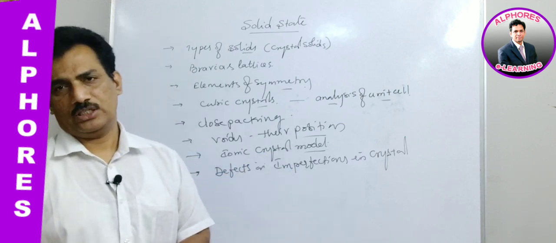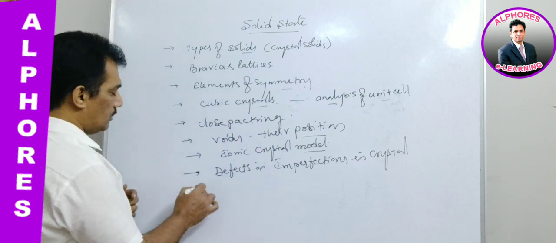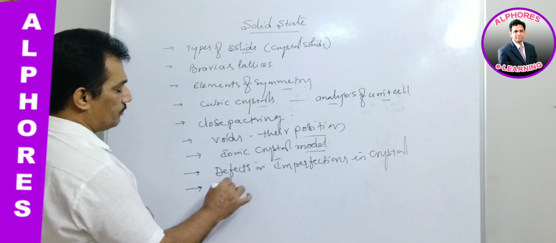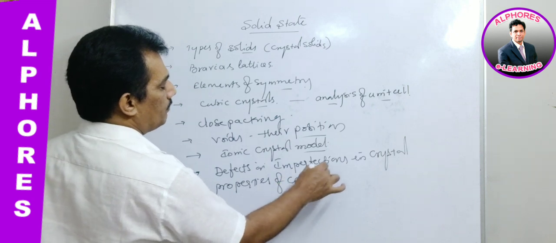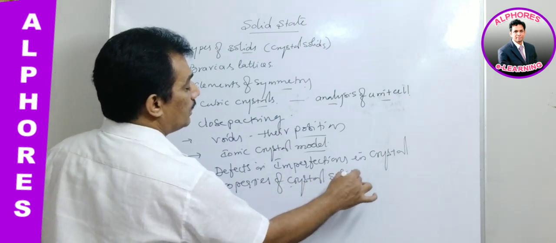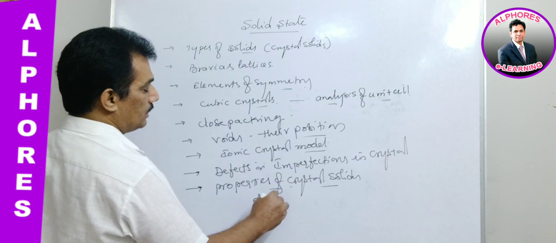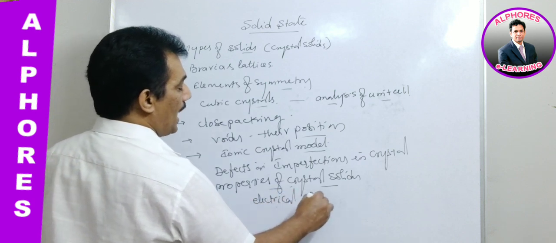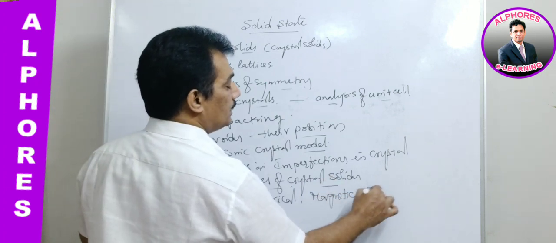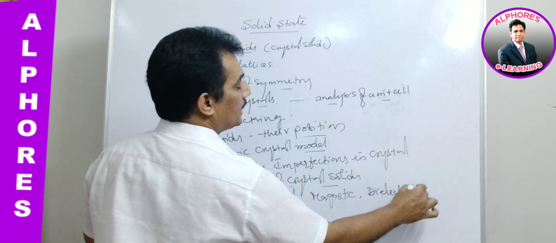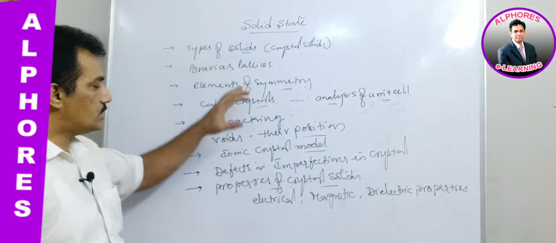How many types of imperfections, how many defects we can observe in crystals, we have to study. And thereafter the last part of this is nothing but properties of crystal solids. Here we have to consider the electrical properties, and we have to go for magnetic properties, and then we have to go for dielectric properties. All these we have to cover in this solid state.